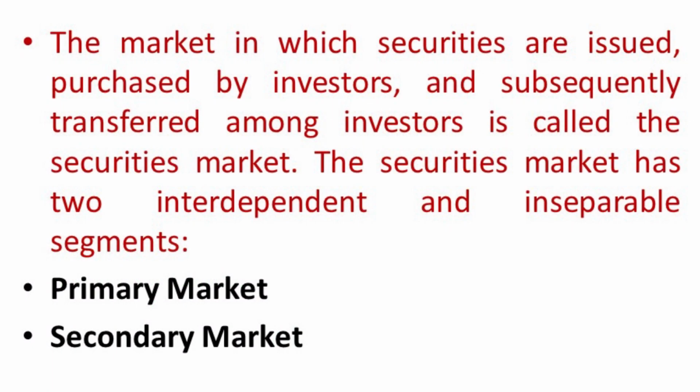So first of all, we need to understand what is security market. It is a market in which securities are issued, purchased by investors and subsequently transferred among investors, and is called the security market. The security market has two interdependent and inseparable segments. The first segment is primary market. The primary market, also called the new issue market, is where issuers raise capital by issuing securities to investors. Fresh securities are issued in this market.